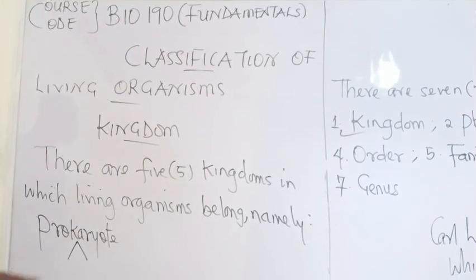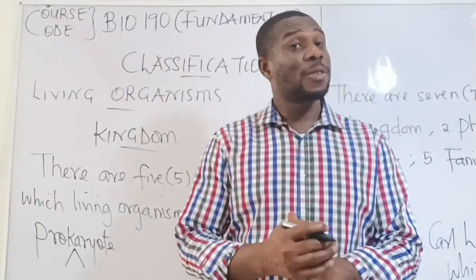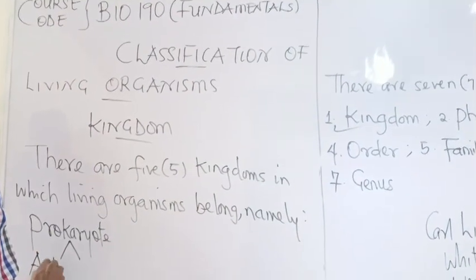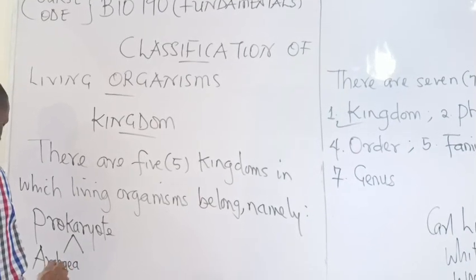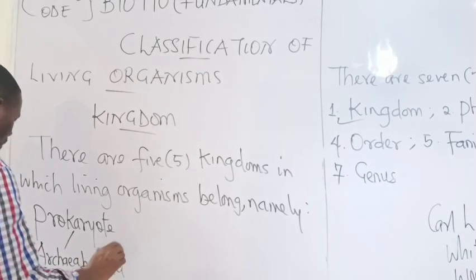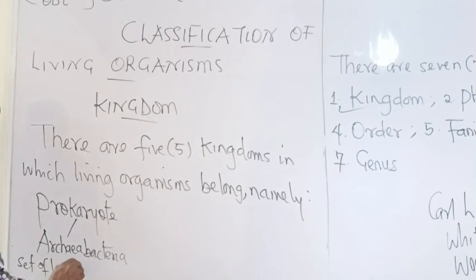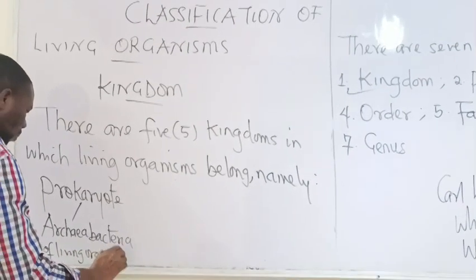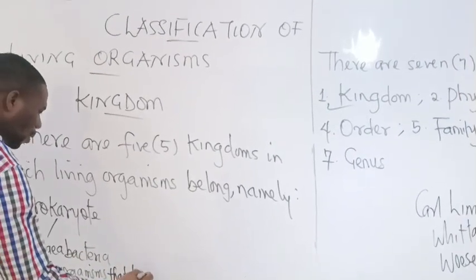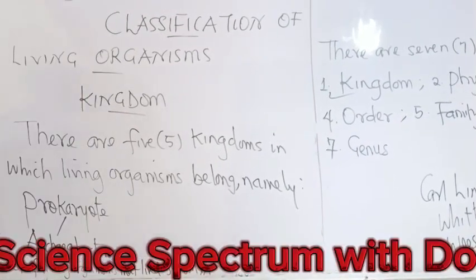There are 2 groups of the prokaryotes. The first were the set of living organisms that were believed to have evolved about 3,500 million years ago, and we call that the archaea bacteria. So these were the first, the sets of living organisms that were believed to have lived 3,500 million years ago.